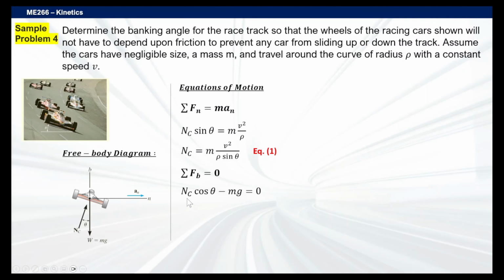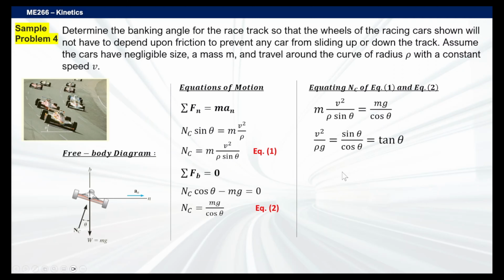And here we can solve for N, and still we have unknowns. So we simply isolate the perpendicular force as such. That'll be equation 2. Now we use equations 1 and 2 so that we can cancel out mass and isolate theta.